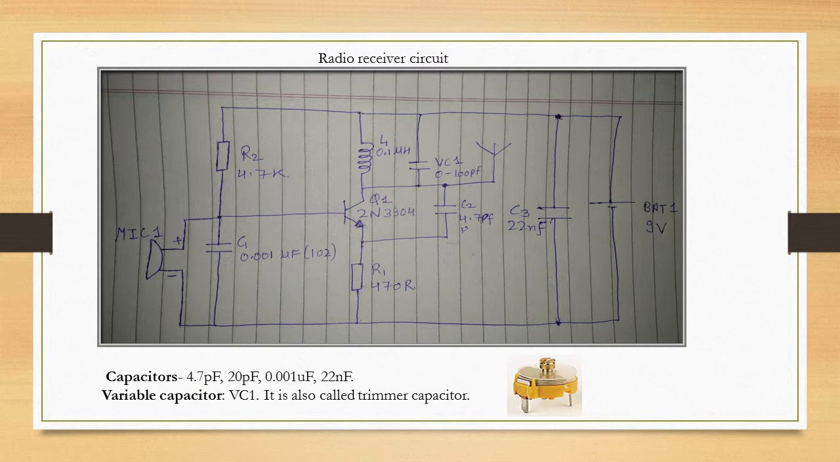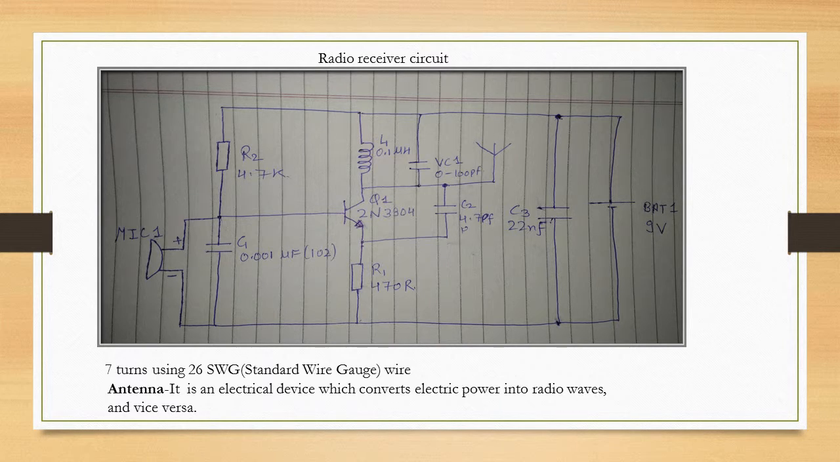Capacitors: 4.7 picofarad, 20 picofarad, 0.001 microfarad and 22 nanofarad capacitors are used. Variable capacitors are also used. VC1 is also called a trimmer capacitor. 7 turns using 26 SWG. SWG refers to standard wire gauge. Wire antenna: it is an electrical device which converts electrical power into radio waves and vice versa.